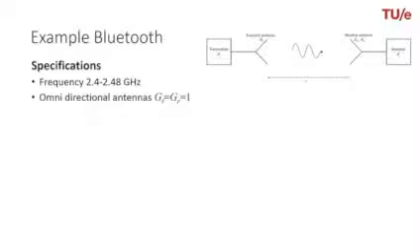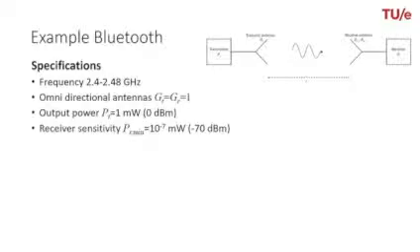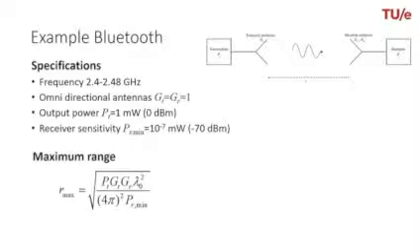In Bluetooth, typically we use omnidirectional antennas. Let's assume the gain is 1. The output power is 1 milliwatt, so that's equal to 0 dBm, and the minimum receiver power that is required to be able to demodulate the Bluetooth signal with a low bit error rate is minus 70 dBm.